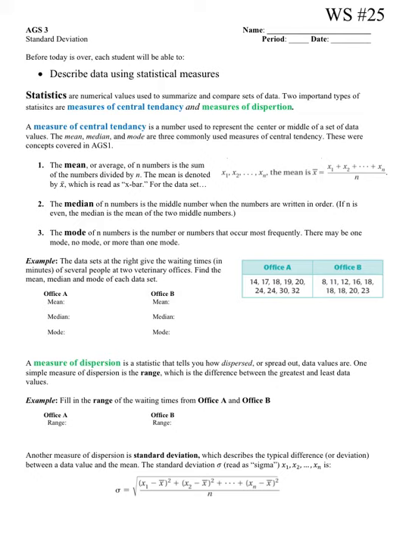We're looking for measures of center. That's what the mean, median, and mode are all doing. There are three different types of identifying the center of a data set.